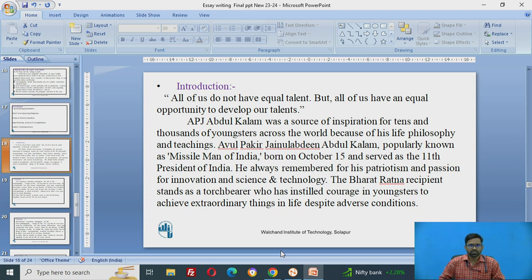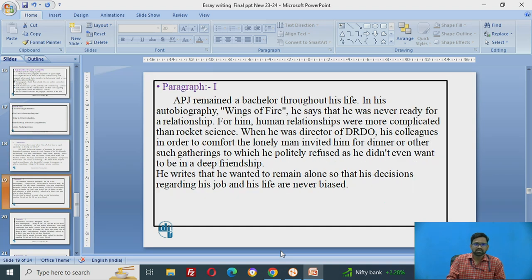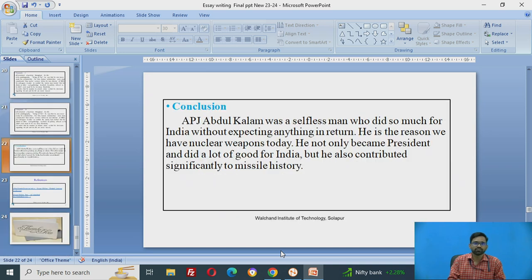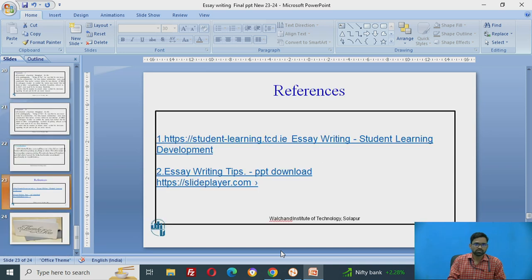Listen, in the introduction, I put one quotation, which is, all of us do not have equal talent, but all of us have equal opportunity to develop our talent. It is from an autobiography written by APJ Abdul Kalam, President of India. So, in this essay, there is the introduction, then the first paragraph, second paragraph, third paragraph, and conclusion. For this topic, I have taken some references.